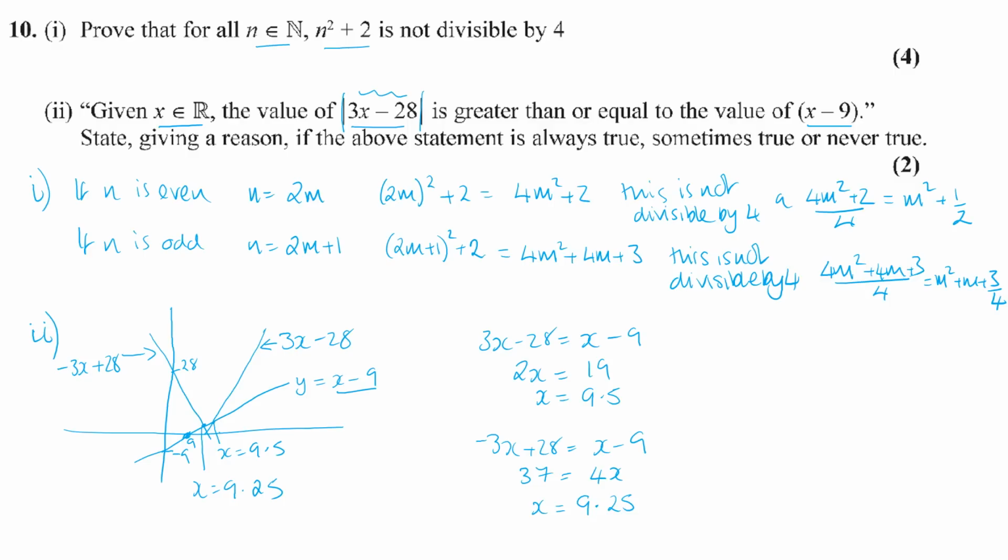So where is the graph, the mod graph, greater? It's going to be when x is bigger than the 9.5 and x is less than, because this mod graph goes bigger than the line. So state giving a reason. If the above statement is always true, sometimes true, never true, it's going to be sometimes true. It's going to be true for when x is greater than or equal to 9.5, or when x is less than or equal to 9.25.